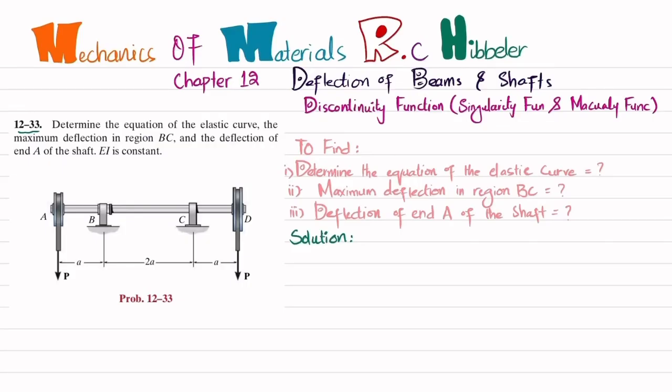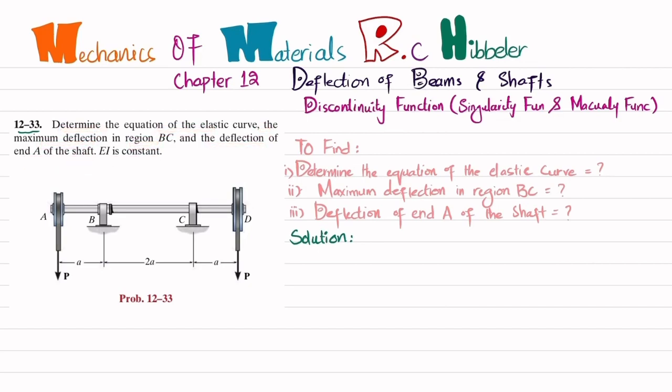Welcome back. Problem 12-33, taken from chapter number 12, Deflection of Beams and Shafts, from the book Mechanics of Materials by R.C. Hibbeler. The statement of the problem is: determine the equation of the elastic curve, the maximum deflection in region BC, and the deflection of end A of the shaft.